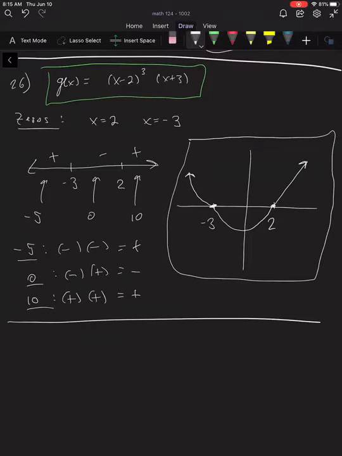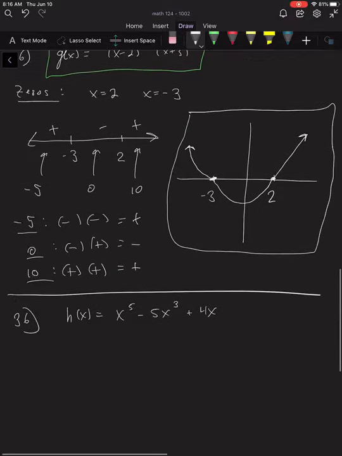How about 30, or yeah, sure, 36. So 36 is h of x is equal to x to the 5th minus 5x cubed plus 4x. Okay, so we've got to find the zeros. First thing we do, we could just factor out an x. So h of x is equal to x times (x to the 4th minus 5x squared plus 4). All right, but we still need to keep factoring.